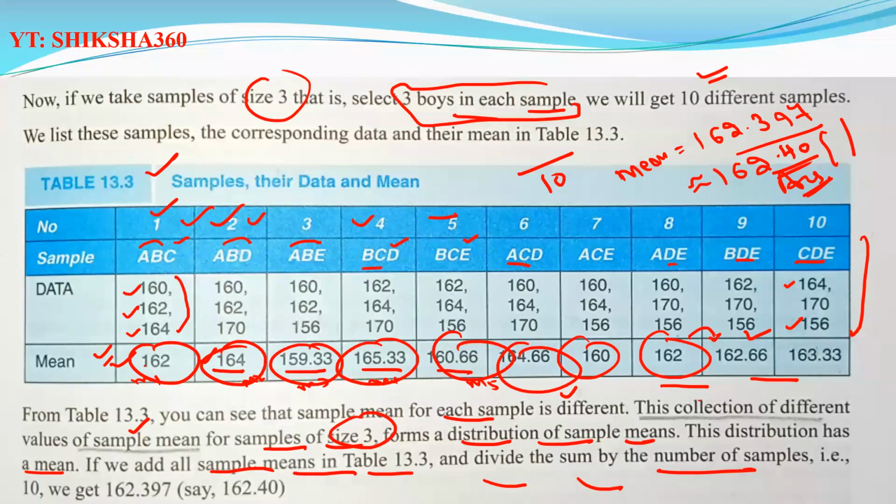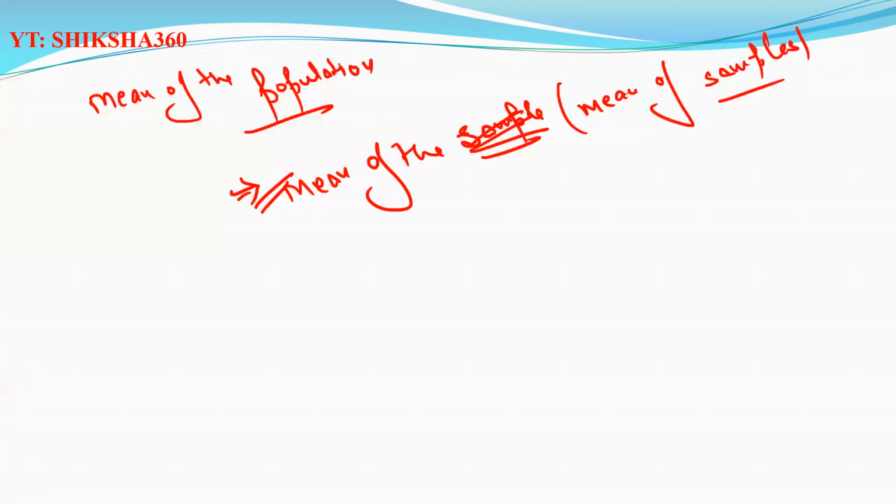Please tell me quickly if you have any doubt or query up to this point. Hope it is clear to all of you. This result we will use in the upcoming session, that is, the mean of the population is equal to the mean of the samples.